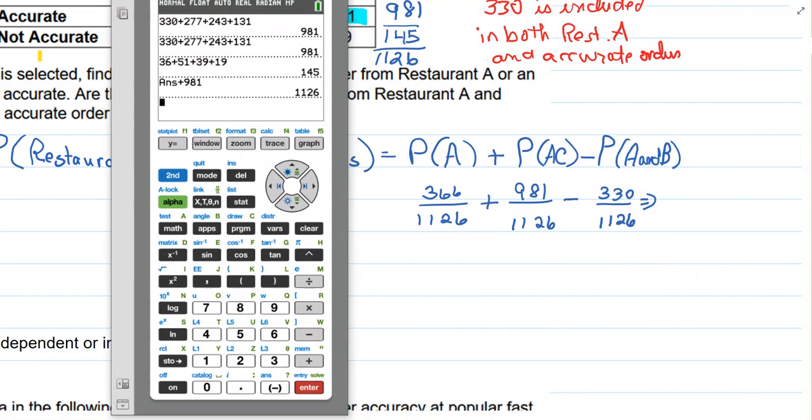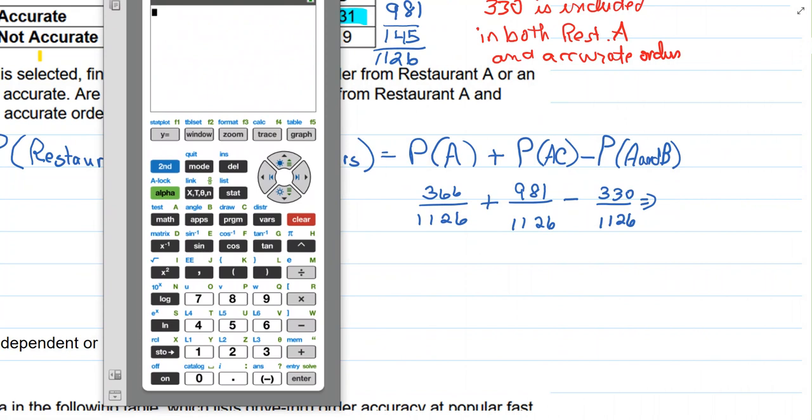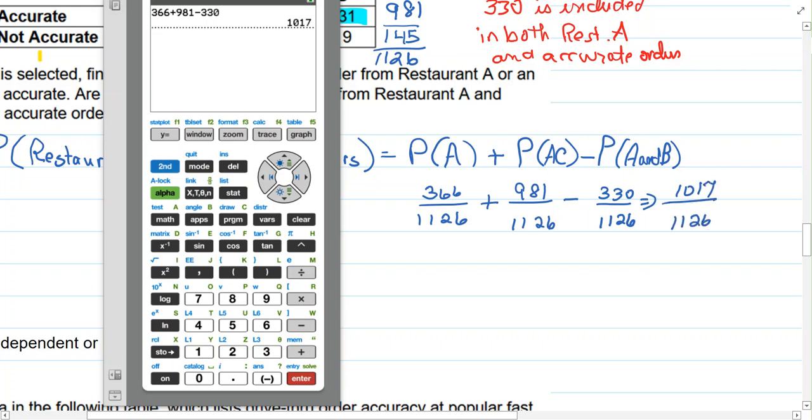I'm going to move it over here, and I'm going to clear everything. And I'm going to do my numerators. 366 minus the 981. I'm sorry, plus. Oh, I'm way ahead of myself on that. I can always move the arrow over, and then I'm going to do the minus 330. My brain is working too fast. Over the 1126.